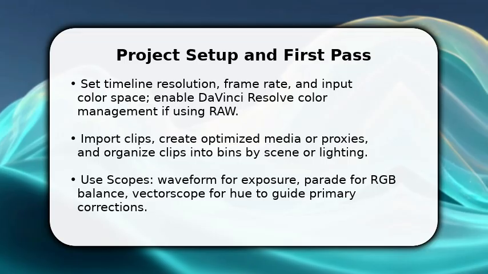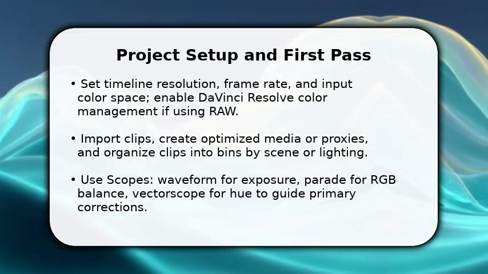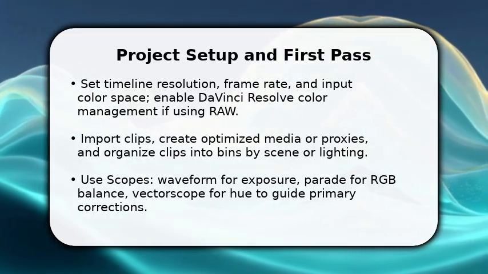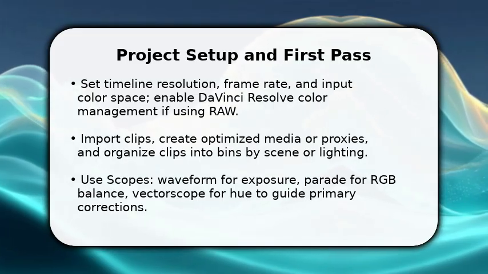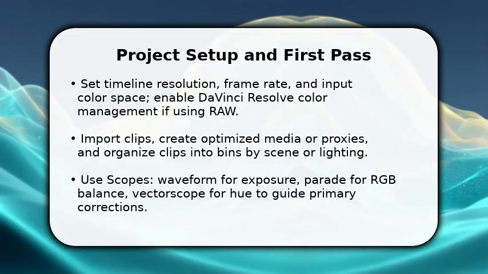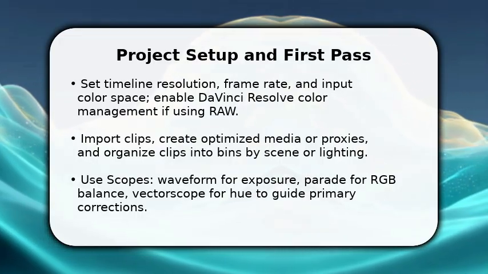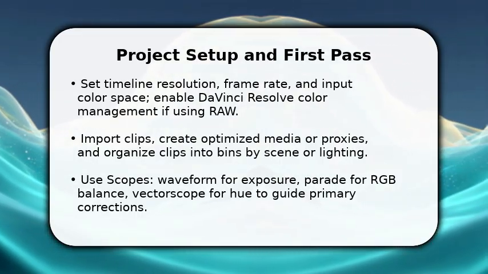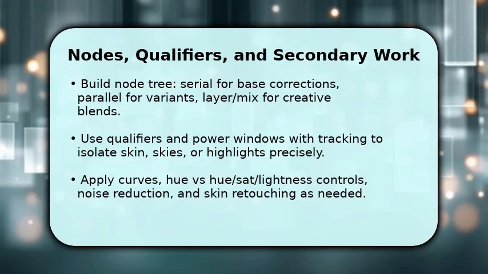Correct exposure using the waveform, balance RGB with parade, and fix white balance with vector scope guidance. Make rough contrast and pivot adjustments to establish tonal range. This first pass creates a neutral baseline, so secondary work later is predictable, and now you refine.